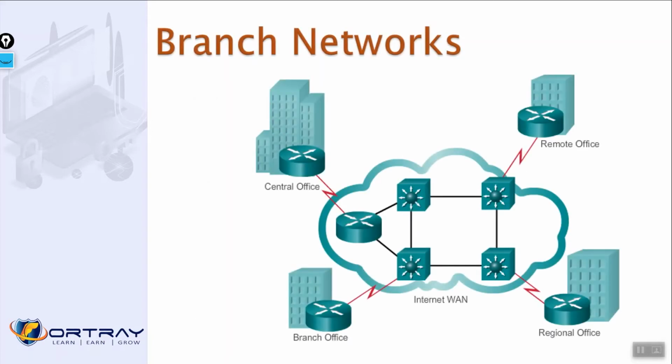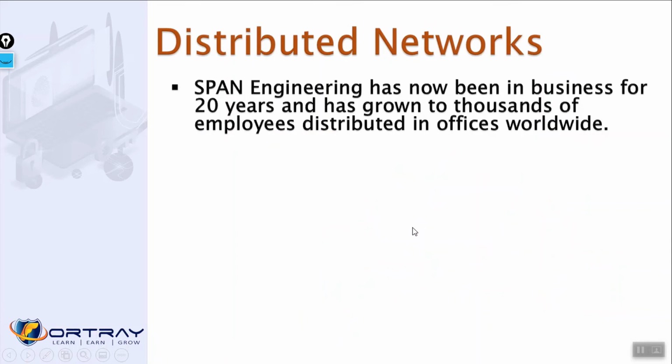Basically, these are the branch offices, the branch network, central office, remote office, regional offices. As you can see, this is a branch network connecting to the WAN provider. The WAN provider is most likely your ISP, where you buy the internet connection. They also provide you the WAN services in order to communicate. So you can see many offices are now connecting to the WAN provider in order to communicate together.